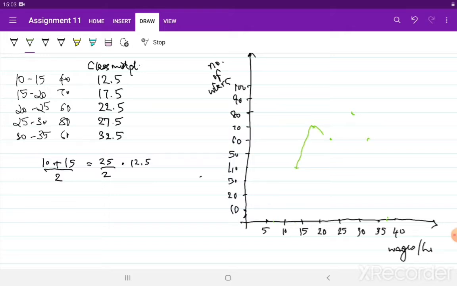And join to the base to the point 7.5 on the left hand side and 37.5 on the right hand side. If you compare both the diagrams, you will see that with and without the histogram, the frequency polygon looks the same. So the only additional thing that you have to do is calculate the class midpoints.